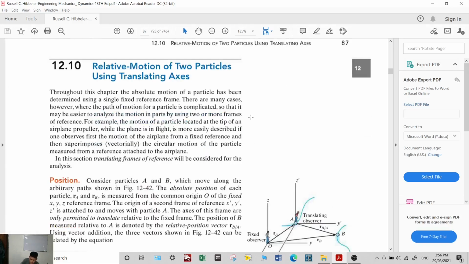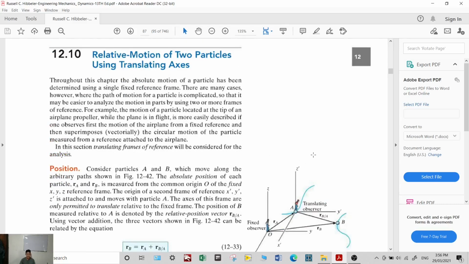This will be our last topic for our prelim examination, and today we will be discussing the relative motion of two particles using a translating axis. So what is this topic all about? In this topic, instead of using a single reference frame, we will now add another one, which is translating. Before we proceed, what are some of the applications of this topic?